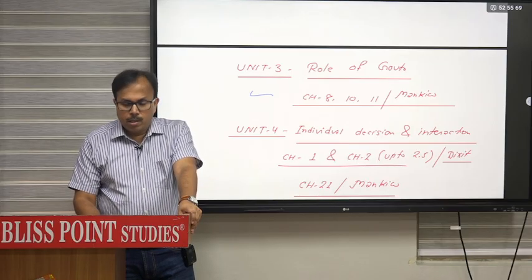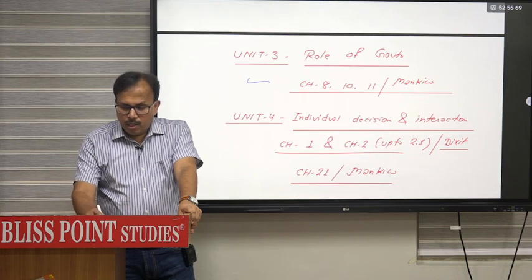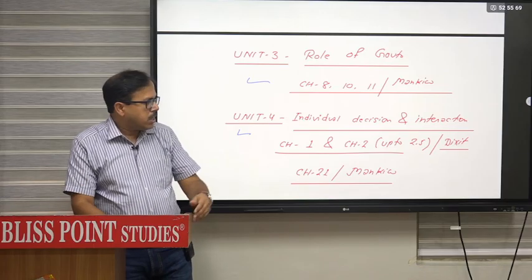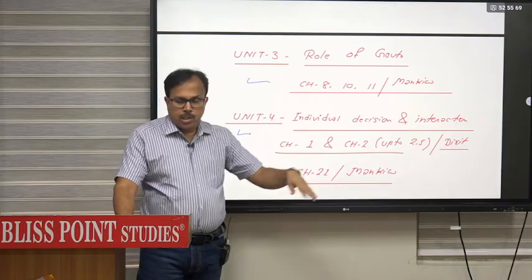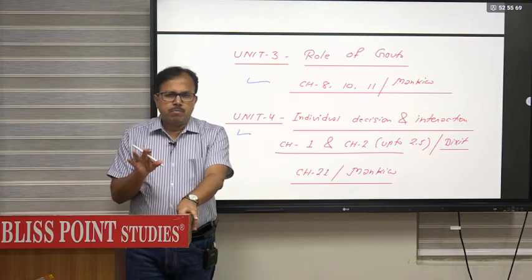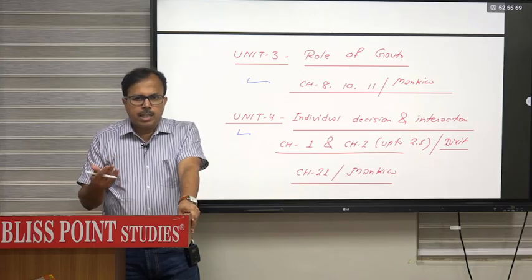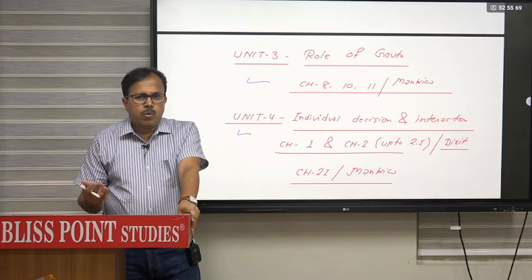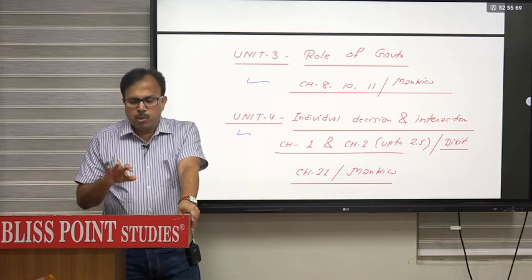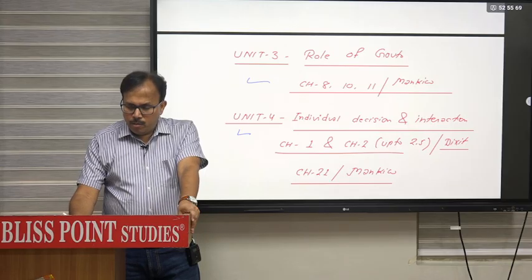And the fourth unit is individual decision and interaction. In that, chapters 1 and 2 only, up to 2.5, you have to cover from Dixit, mainly covering the game theory part, highlighting the interdependency, what is the meaning of Nash equilibrium and what is the meaning of dominant strategy, only a limited part because the detail you will be studying in semester 4, and chapter number 21 from Mankiw.